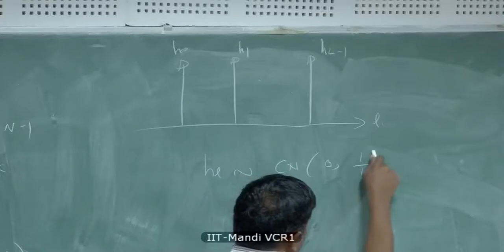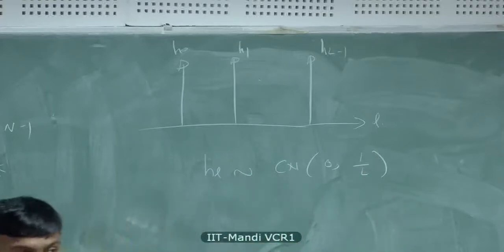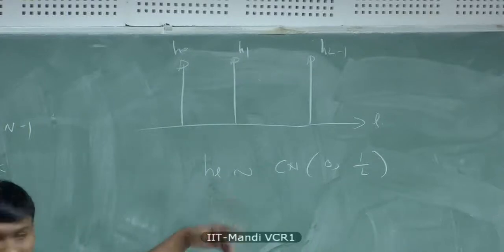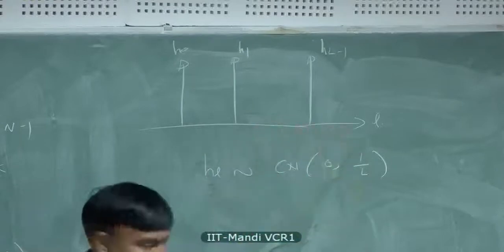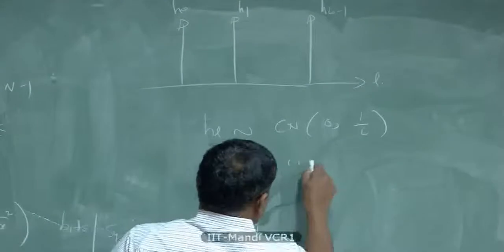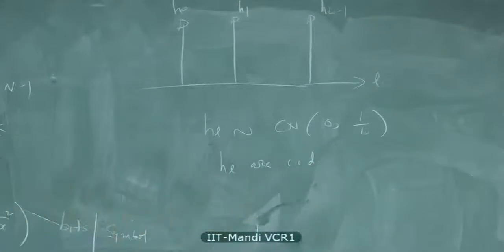And the variance of each tap is 1 over L, because we want to normalize the per-tap variance to 1 over L so that the total power contained in the channel is unity. And the h_l are IID. They are statistically independent of each other. This is the channel model in time domain.